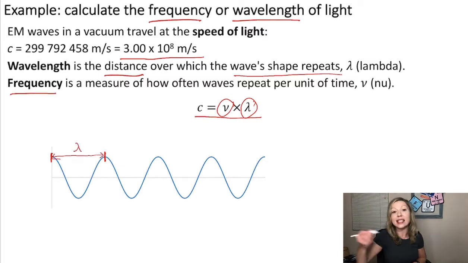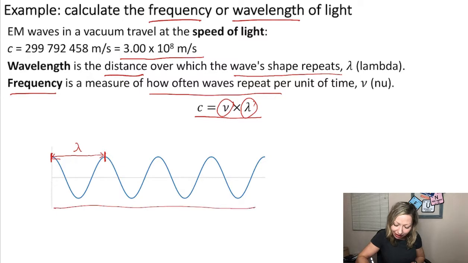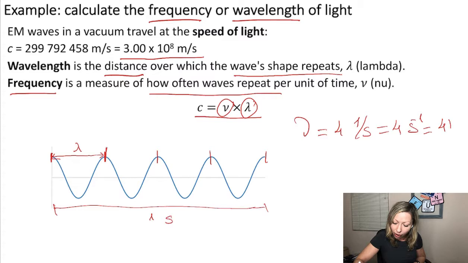And the frequency is the measure of how often the waves repeat per unit of time. So if this time here is, let's say, 1 second, then our wave repeats 1, 2, 3, 4 times. So our frequency is going to be 4 1/s or 4 second to the minus first, which is also 4 hertz. These are all the same units, just shown differently. So 1 hertz equals 1/s. I hope this makes sense.